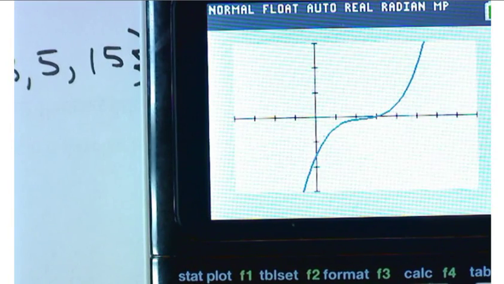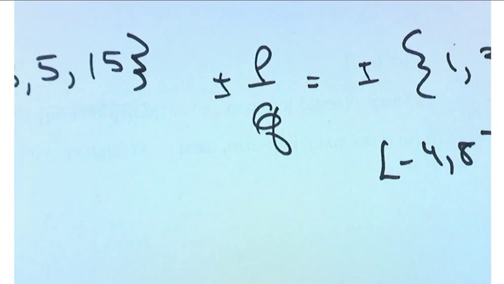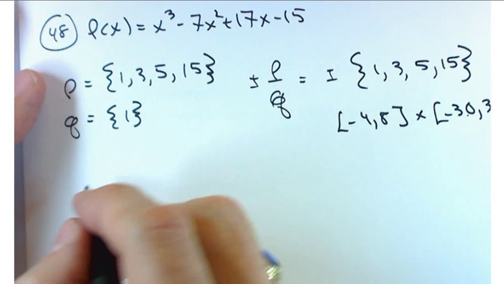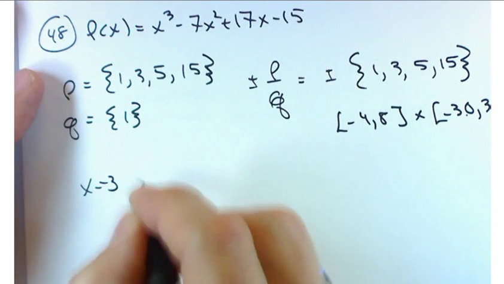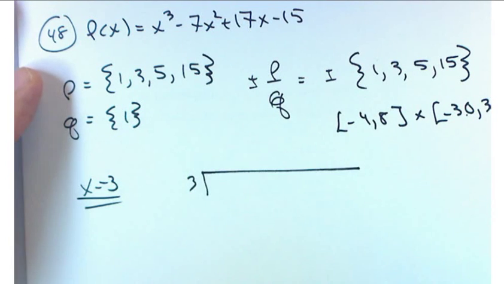Where does it look like our graph's hitting the x-axis? 3. You can check that with the trace key, but x equals 3. Nice. So let's take care of x equals 3 as a root, and then worry about what's left over. So at x equals 3 as a root, let's divide by synthetic division.